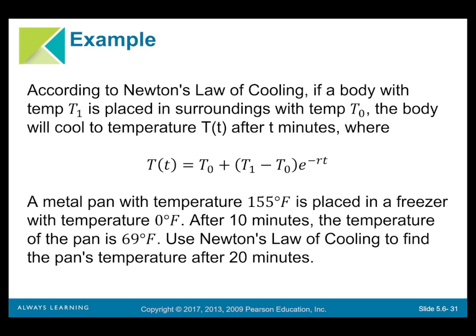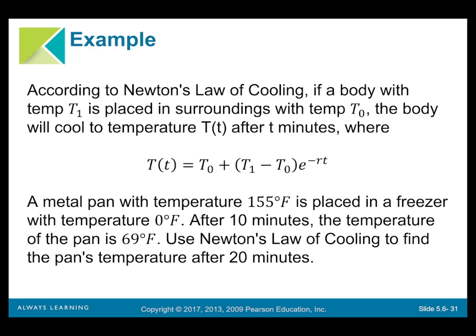Now we're going to look at a different example of this decay rate type function. So here we're looking at Newton's law of cooling. If a body of temp T1 is placed in surroundings of temp T0, then the body will cool to temperature T given by this function here, T0 plus T1 minus T0 e to the minus RT. So given a metal pan with temperature 155 that's placed in a freezer of 0 degrees, then after 10 minutes we know that the temperature of the pan is 69 degrees. We're going to use this law of cooling to determine the pan's temperature after 20 minutes.